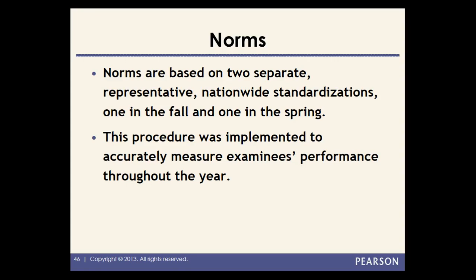So in terms of norms, they're based on two separate representative nationwide standardizations, one in the fall and one in the spring. So if you're using grade-based norms, you have fall and spring. You're able to analyze based on fall and spring. And what you're able to do then is really look at examinee performances throughout the year. And the benefit, again, to that is if you're using the KTEA-3 for progress monitoring, if you want to use that as part of your progress monitoring, you're able to look at fall and then spring later on. And if you have both forms, Form A and B, you can do that that much more accurately.